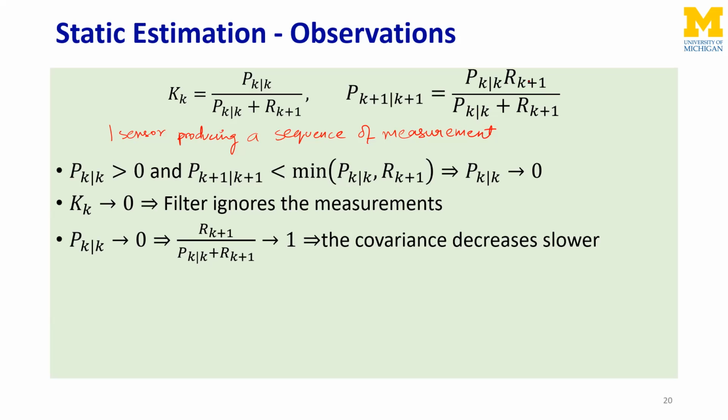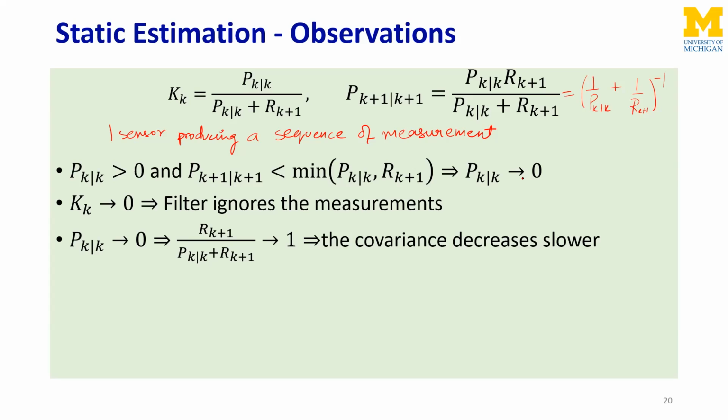First, we know that this is the harmonic mean of 1 over PKK and 1 over RK plus 1 inverse. So the posterior covariance PKK is always greater than 0, and PK plus 1 given K plus 1 is always less than these guys. So the posterior covariance is always decreasing, which means that the posterior covariance is going to go to 0.